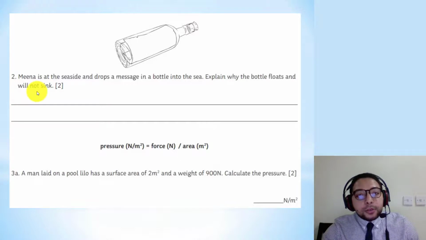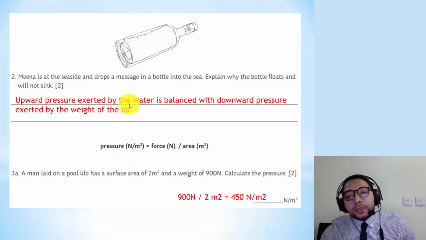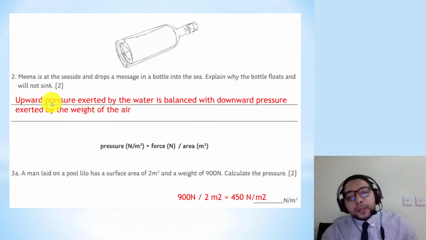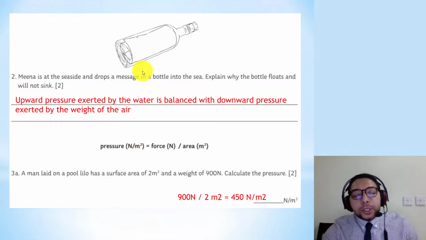Okay guys, as you know, in terms of the pressure, the upward pressure exerted by the water is balanced with the downward pressure exerted by the weight of the air. So we have an upward force and a downward force. The upward force is the pressure exerted by the water, and the downward force is the pressure exerted by the air. And as both of them are equal to each other, we can say that this bottle will float on the water and will not sink.